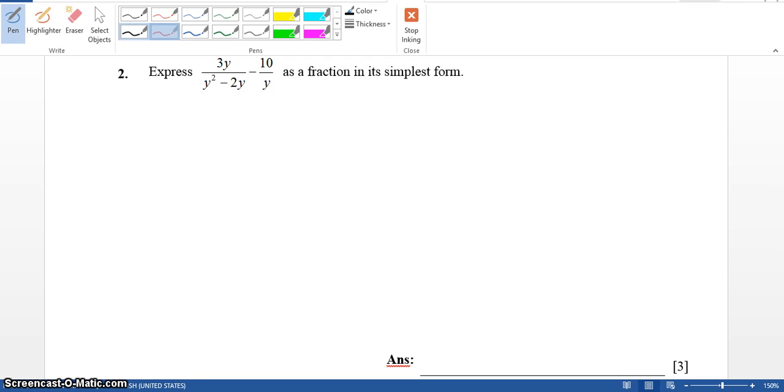This is for question number 2 of chapter 6 quiz. Express the expression as a fraction in its simplest form. When I talk about as a fraction, it means that I want it to make a single fraction.